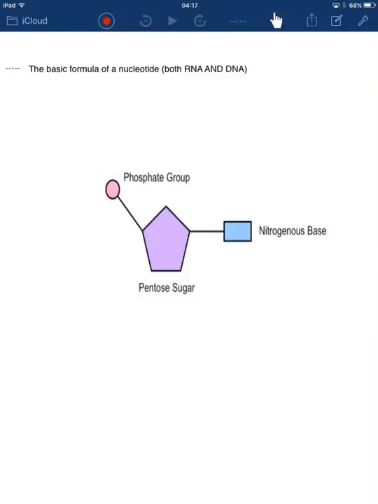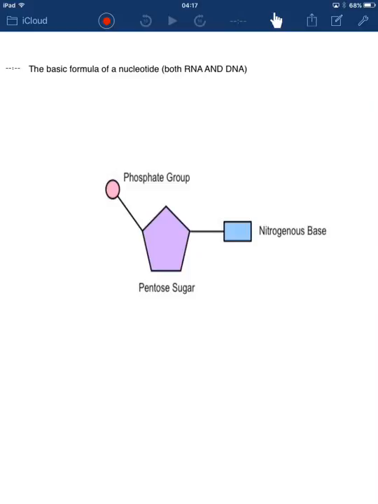This is a podcast on the nucleotide, and it's a bit of a poser, really. Rather than just talking you through this, I'm going to ask you to see if you can see the more detailed shape of the nucleotide from our basic layout here.